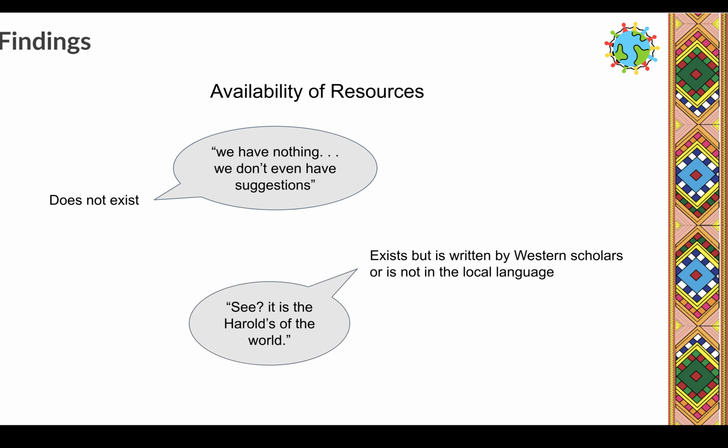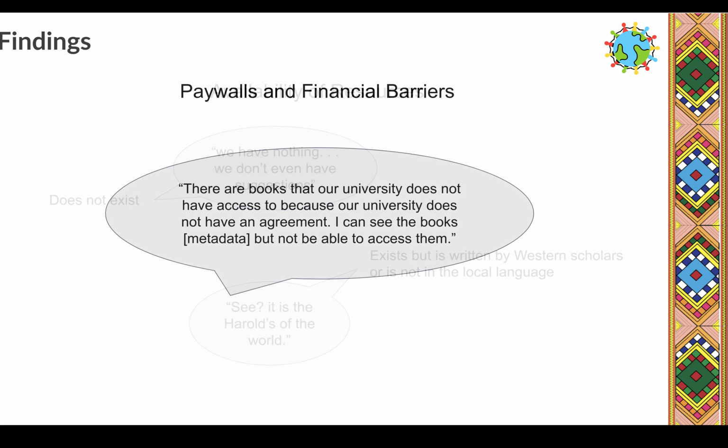Or sometimes the resources would exist, but they would be written by Western scholars and not be available in the local language, and would sometimes be rooted in colonial viewpoints. Our participant says, see, it's the heralds of the world, as she's scrolling down the list of references for one of the Wikipedia articles about an Ethiopian king.